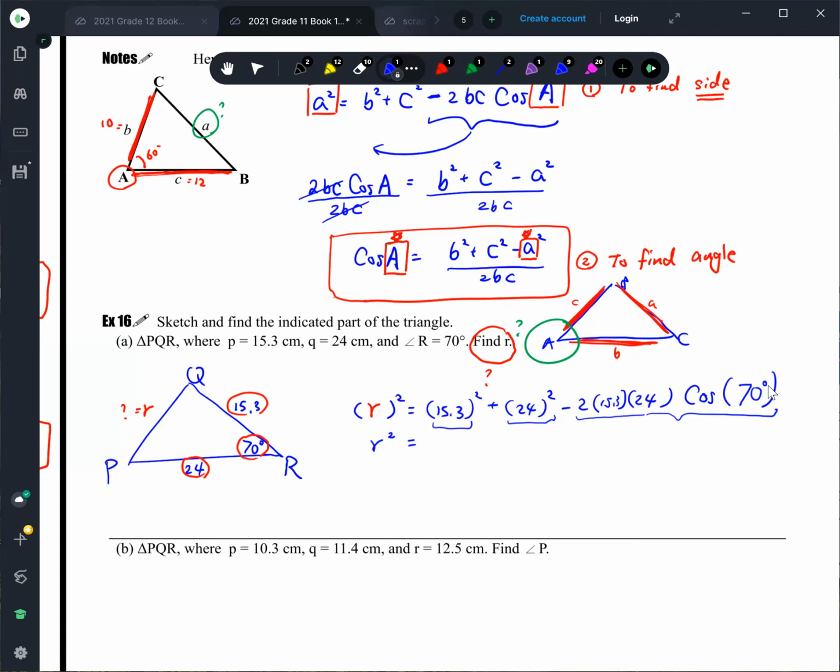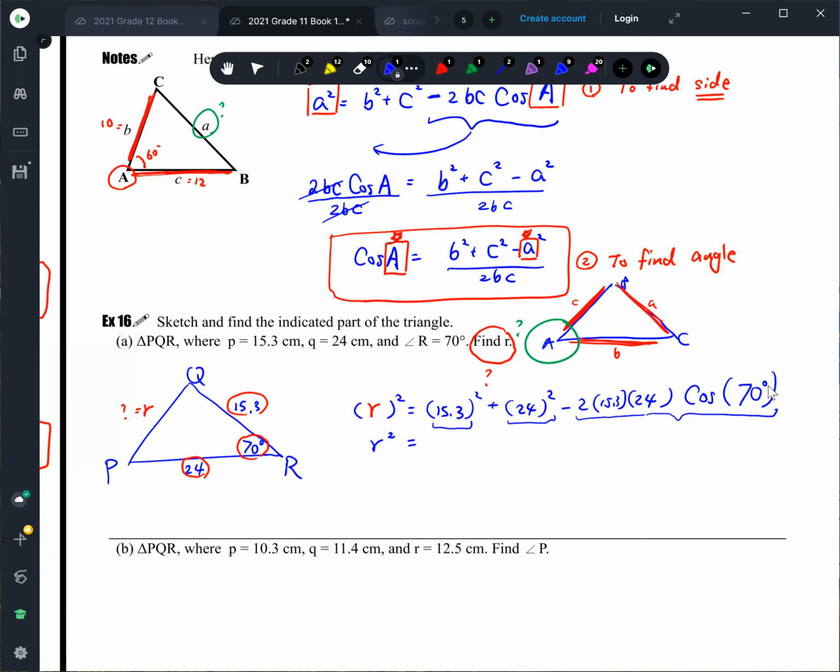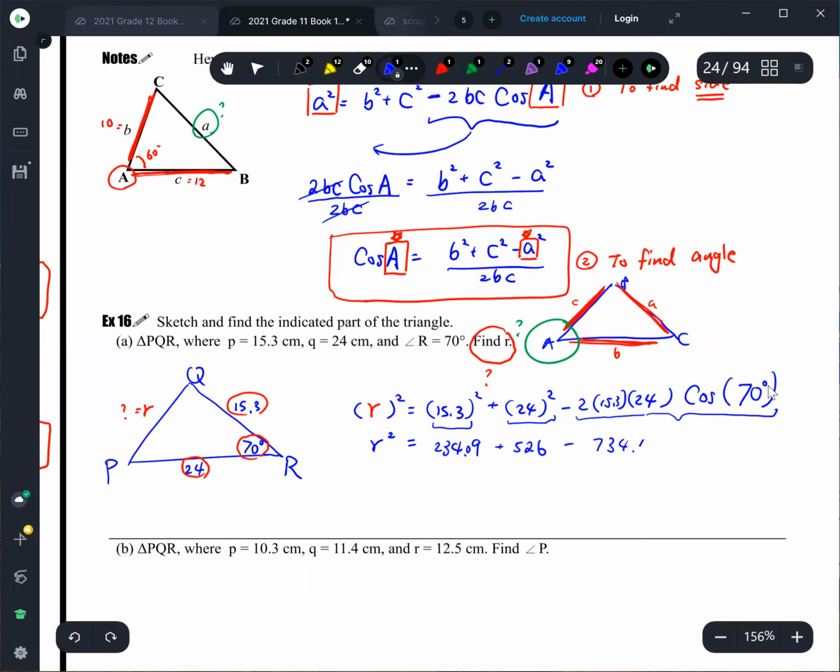For my final answer, I got 8.786. You mean everything on the right side? Yeah. No, too small, impossible. Okay, can you go over one by one? What's 15.3 squared? I got 234.09. Okay, next one. And then 526. Yeah. Okay, and then minus, what's everything there? Oh, I did it separately. I did 2 times 15.3 times 24 first. What's that? 734.4. And then what's cosine 70? 0.342. Okay, so now you can calculate these two times together, right?